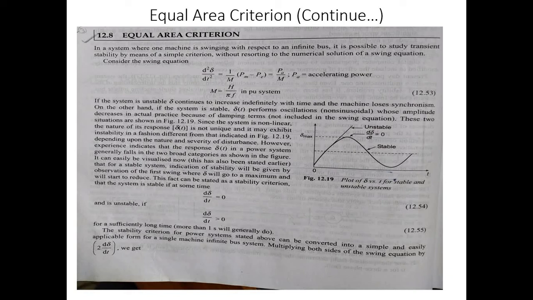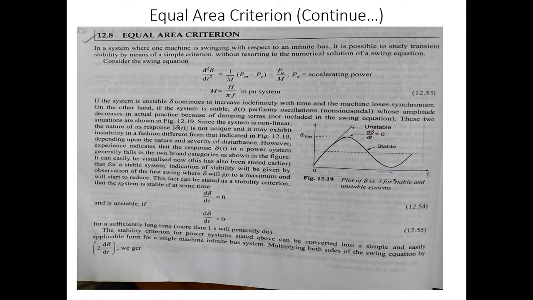in per unit system. Now, from the graph, it is clear that the system is stable if d del by dt is equal to 0, and it is unstable if del continuously goes on increasing. So this fact can be stated as the stability criteria: the system is stable if d del by dt is equal to 0, which is given by equation 12.54, and it is unstable if d del by dt is greater than 0.